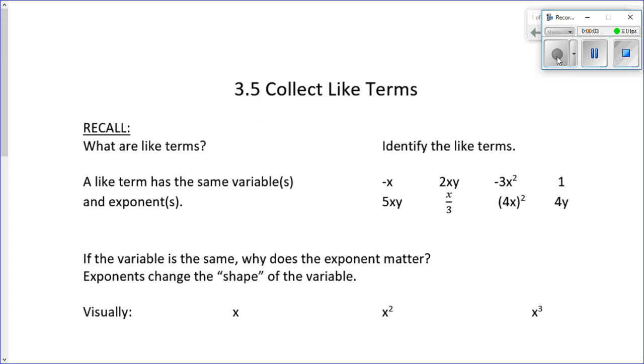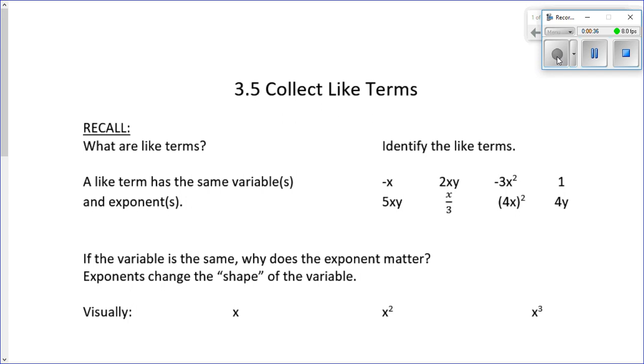Welcome to the world of collecting like terms. Now, remember I said there was a difference between multiplying terms and adding and subtracting them. When you're multiplying or dividing, as long as you group the coefficients and the bases together, you can do that to your heart's delight. When it comes to collecting like terms, though, when it comes to adding and subtracting terms, there are a few more rules that come into play.